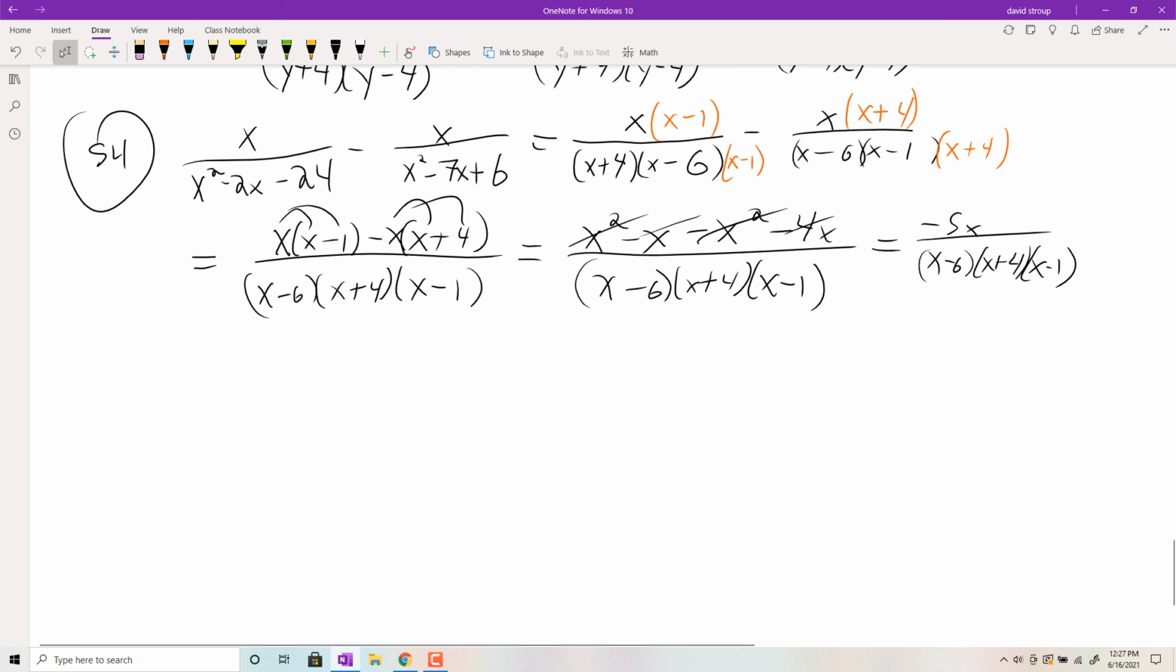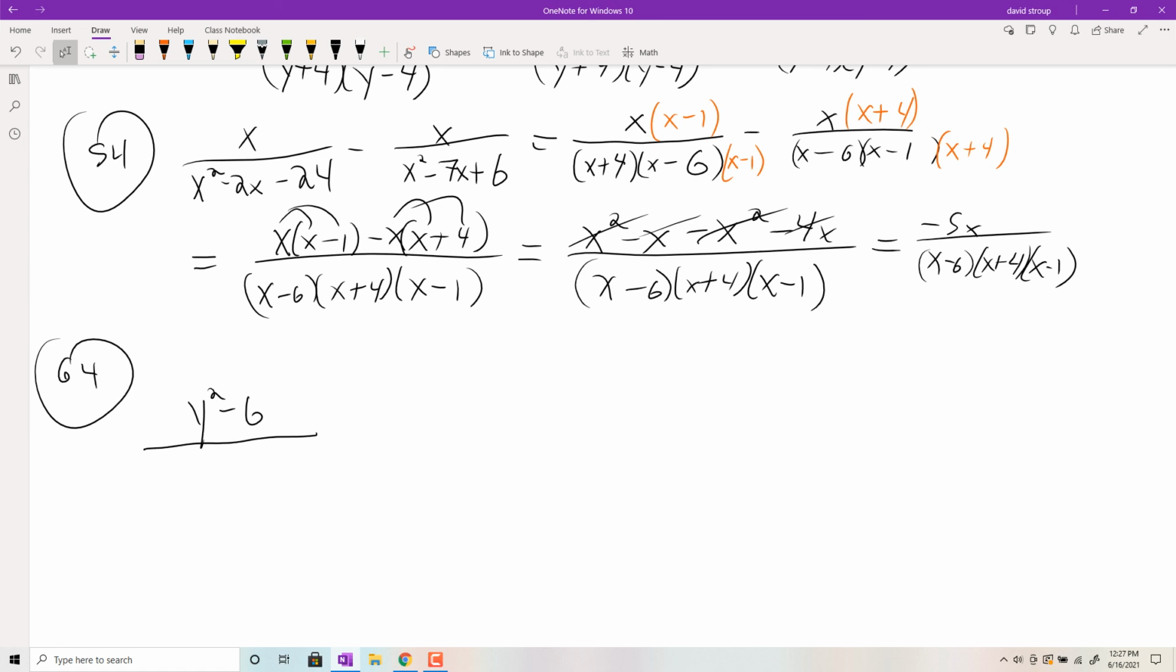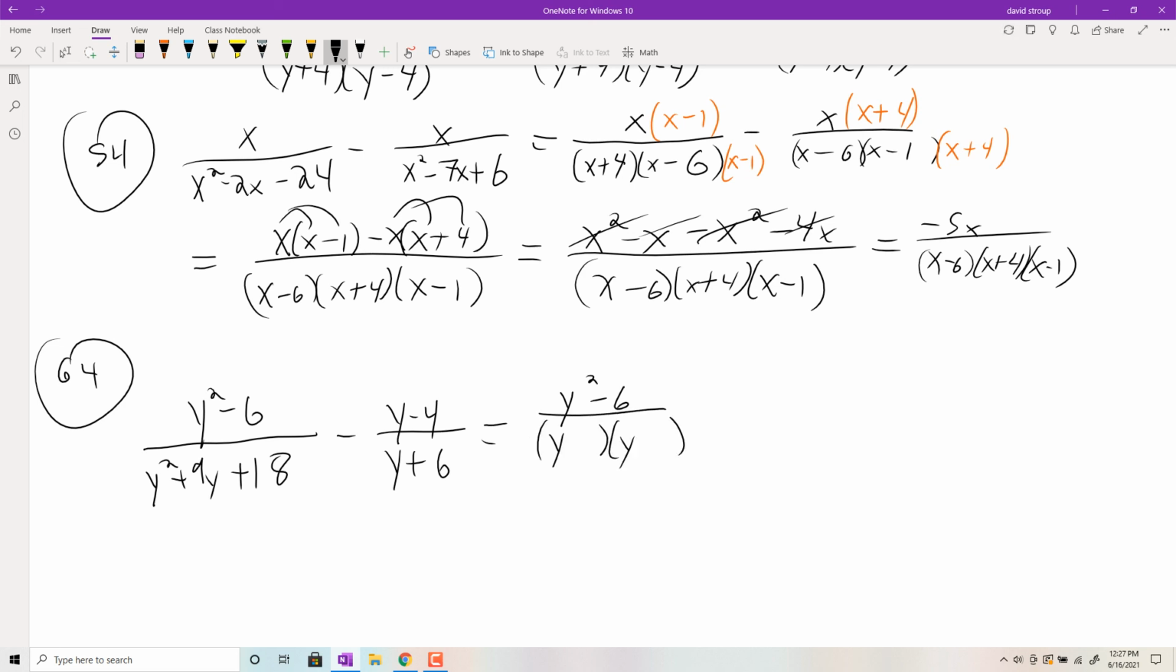Okay, next, so I got y squared minus 6 all over y squared plus 9y plus 18, minus y minus 4 over y plus 6. Factor the denominator on that first fraction. It's a perfect square trinomial, y plus 3, y plus 6. So clearly the second fraction needs a factor of y plus 3. Go top and bottom on that.